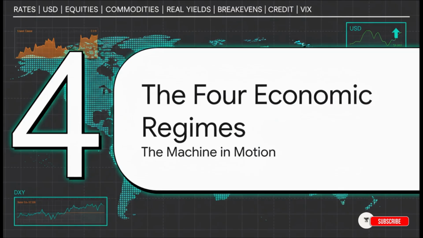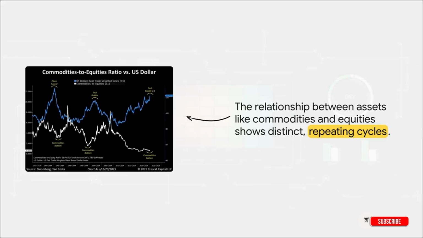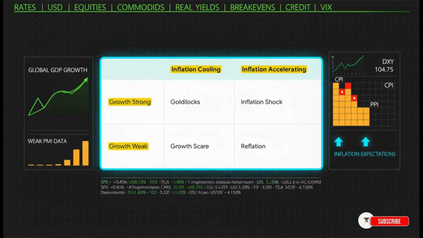Now let's see how this whole system actually operates under the four main economic environments, or regimes, that it cycles through. And listen, this isn't just some abstract theory. Look at this long-term chart. It shows the ratio of commodities to equities against the US dollar. You can clearly see these huge repeating cycles, the tech bubble, the commodities boom, you name it. These are the regimes in action, and they prove that certain environments predictably favor certain assets over long stretches of time.